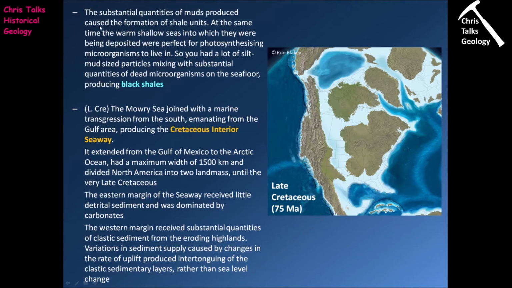So we have the deposition of substantial quantities of mud which are being produced by the erosion of the high ground. But at the same time we have a body of water here that's relatively warm and relatively shallow, and so it's going to be absolutely stuffed with photosynthesizing single-celled organisms. And so these single-celled organisms, when they die, are going to be incorporated into the mudstone, and so what you're going to end up with is a very, very organic rich mudstone. So we're going to see the formation of black shales as part of the sequence being deposited within this Pyrrhic Sea.